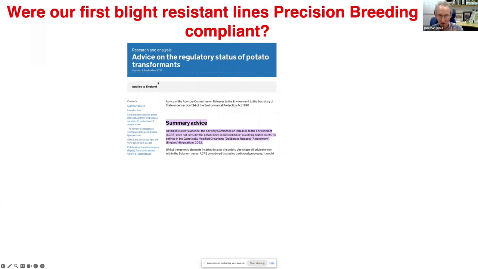I won't ask you to read it. You can look it up. It's quite interesting reading. Anyway, the short answer is no. And they're not Precision Breeding Act compliant.